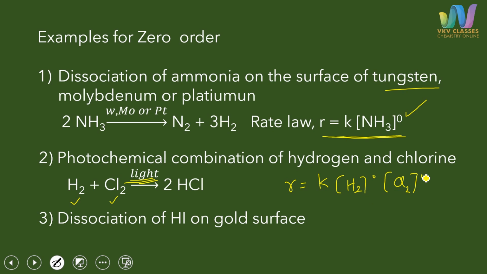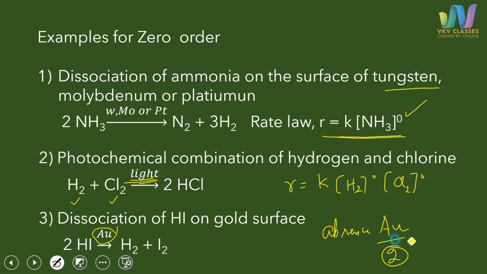Then another example is dissociation of hydrogen iodide on the surface of gold. 2HI gives H2 plus I2 in presence of gold. If the reaction is done in the absence of gold, the reaction is of second order. On the surface of gold, or sometimes platinum is also used, the reaction becomes zero order.